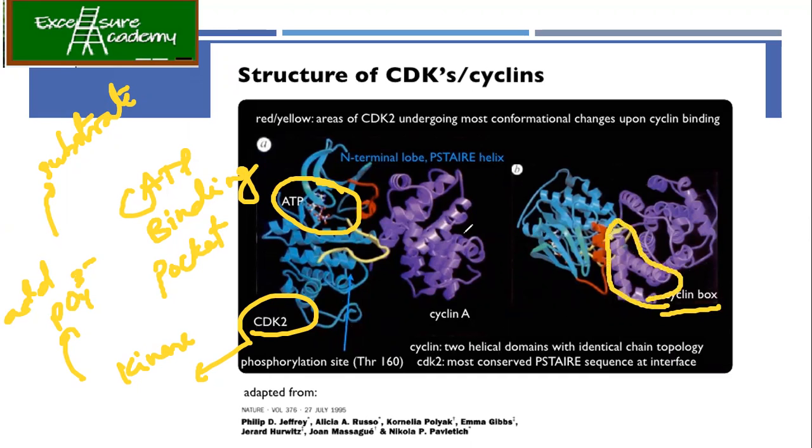It is interacting with the PSTAIRE helix of the CDK2. So these are the helices which are present over here, the PSTAIRE helix, and the box which interacts. So two side views have been shown of CDK2 interacting with cyclin A. Okay.